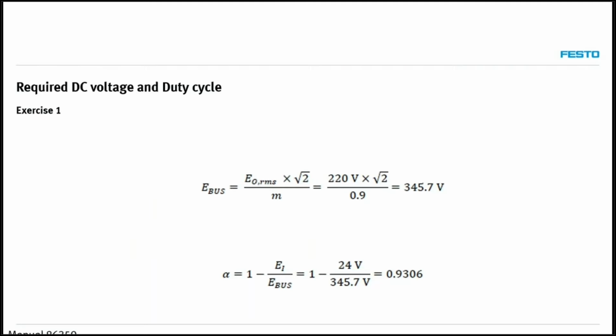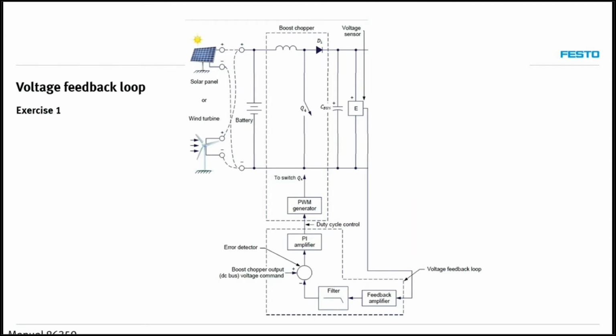A few mathematics to determine the amount of voltage we need on the DC side to be able to produce 220 volt on the AC side. Again, just to show you the kind of information that the students get out of these courses.